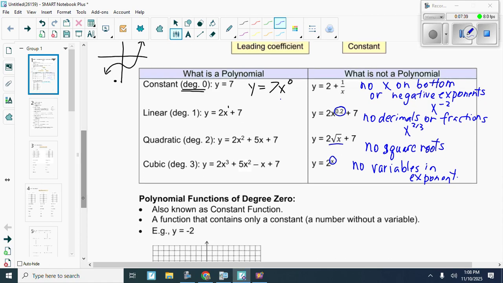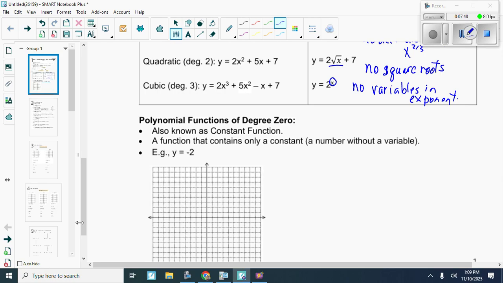Okay. So now there's a nice written description. We're now going to put in a couple examples and give you words to describe these. Polynomial functions of degree 0 are also known as a constant function, a function that contains only a constant, so just a number, there's no variable. For example, y equals negative 2.